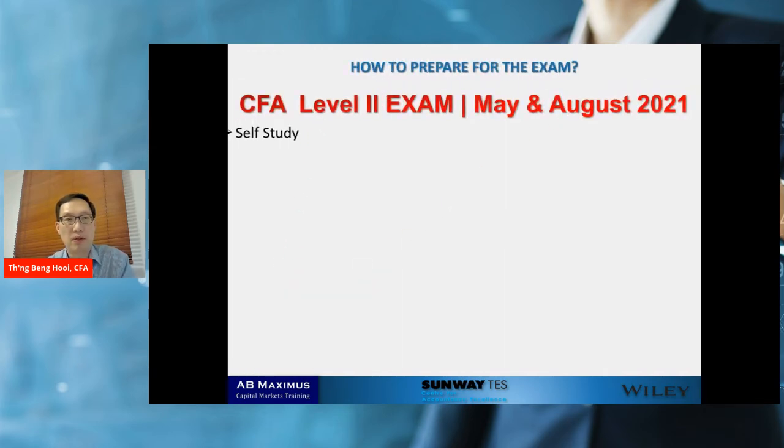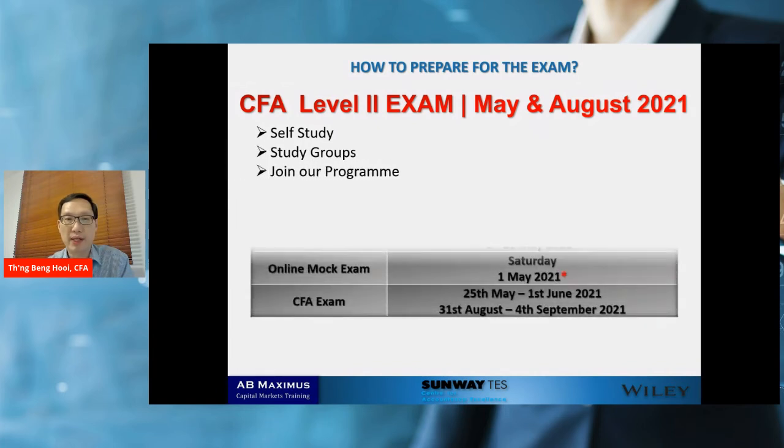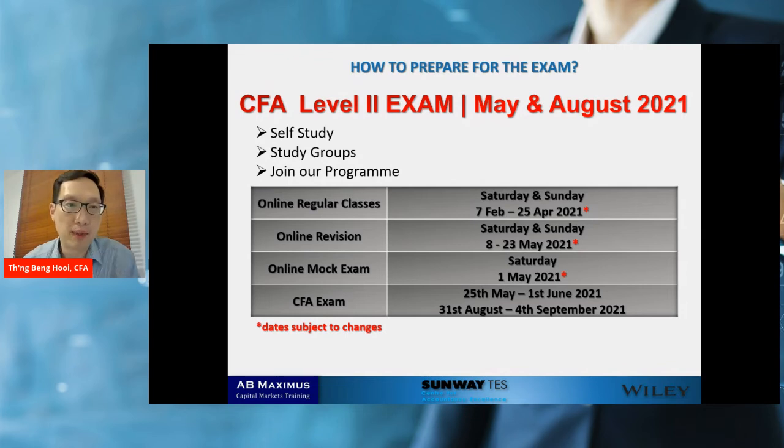Now, a bit on the dates that we have. The Sunway test program with AB Maximus is starting this weekend for Level 2. This year is slightly compressed because the exam date is earlier, at the end of May instead of the early part of June. So our exam preparation timetable is very slightly compressed for Level 2. But we feel this will be adequate for preparation if you start right now, this week.